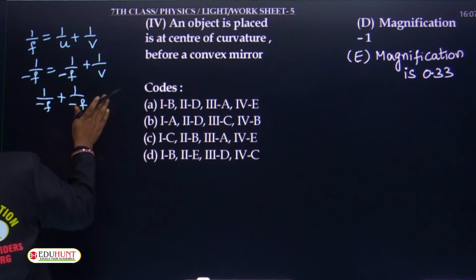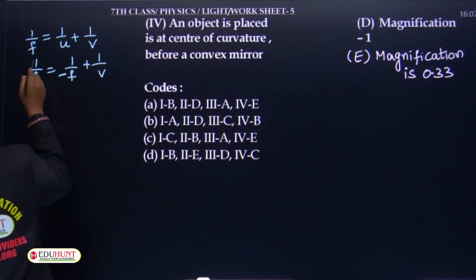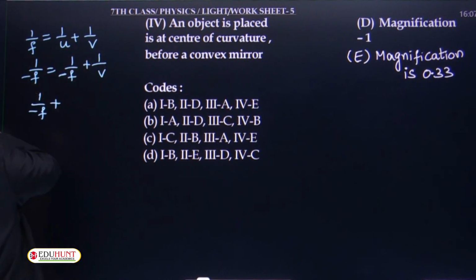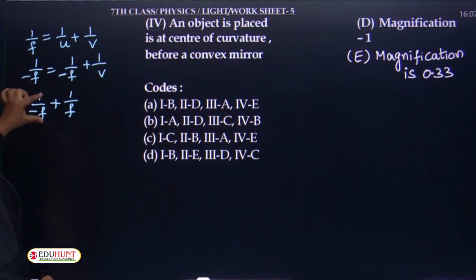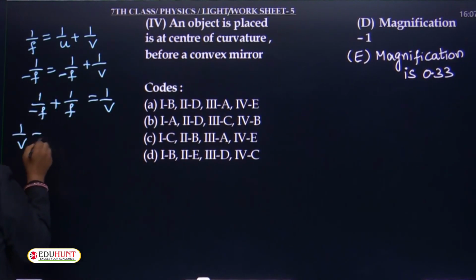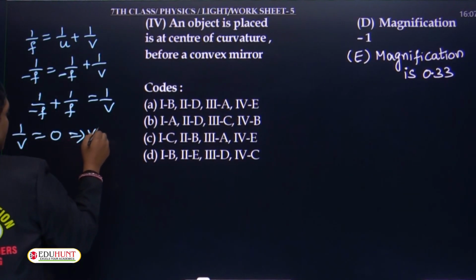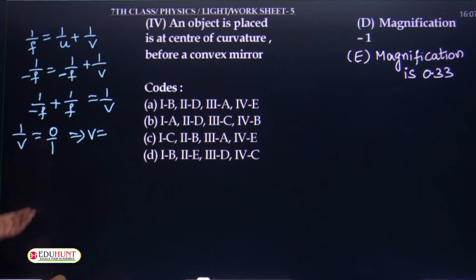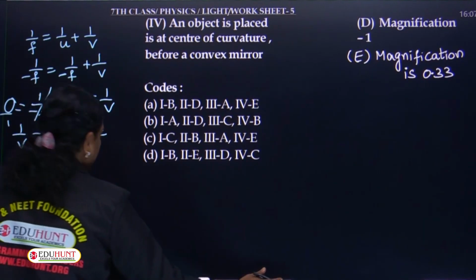How much is that? This is 1 by minus f, plus this negative value when it comes to the left side becomes plus 1 by f. So how much is that? Minus 1 by f plus 1 by f is found to be 0. So 1 by v is found to be 0. Don't get confused, 0 is nothing but 0 by 1. Okay, that part is clear now.